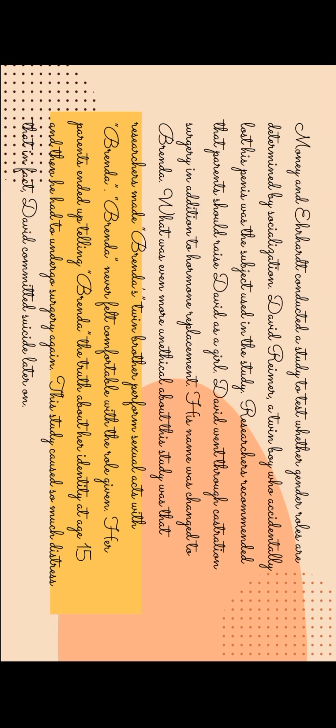But the researcher that conducted this research in the beginning said that since he had his penis removed, they should raise David as a girl, because since he didn't have his male parts, there would be no reason for him to act like a male, since he didn't have that defining role. And so David went through castration as well as hormone replacement to give him the hormones of a woman and for him to continue his life as a female. And then David Reimer's name was changed to Brenda.